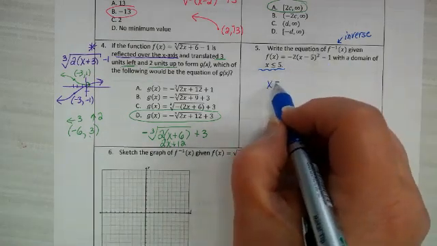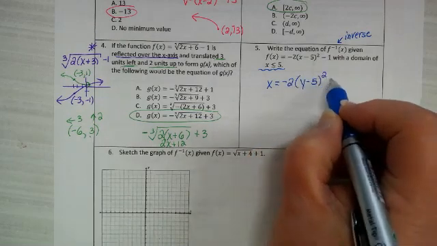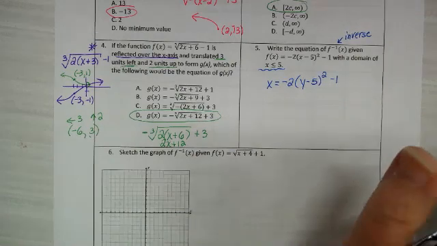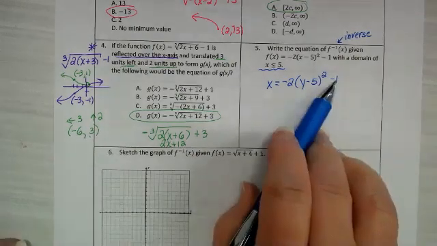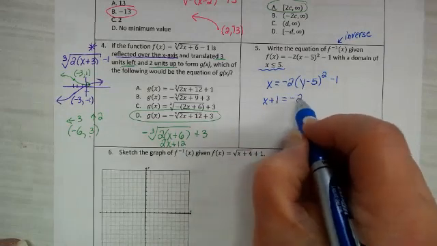Switch x and y. So x equals negative 2 times y minus 5 squared, minus 1. So remember, peel everything away one piece at a time. First, I'm going to add the 1. x plus 1 equals.